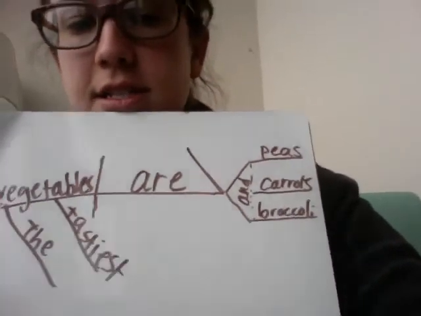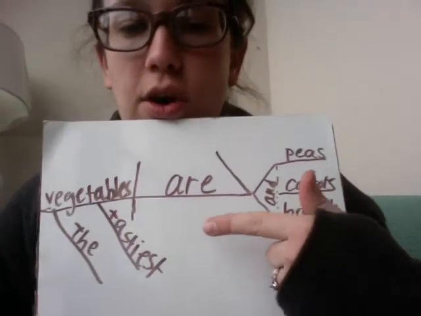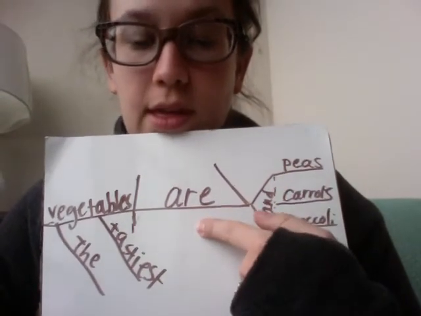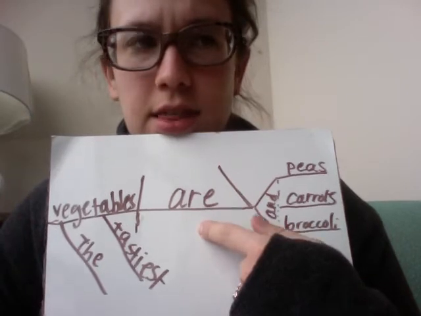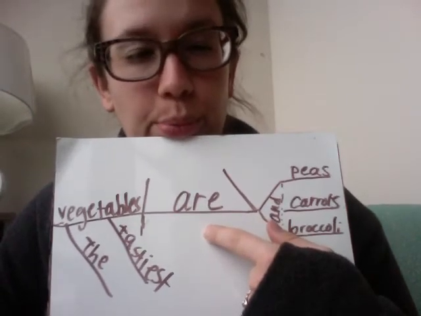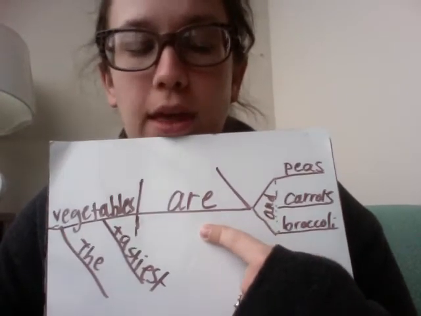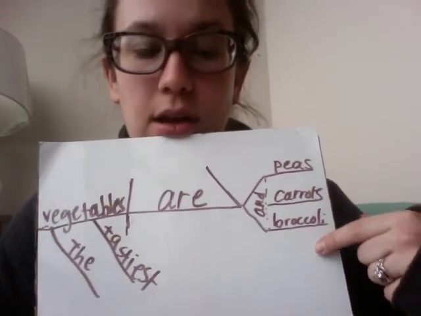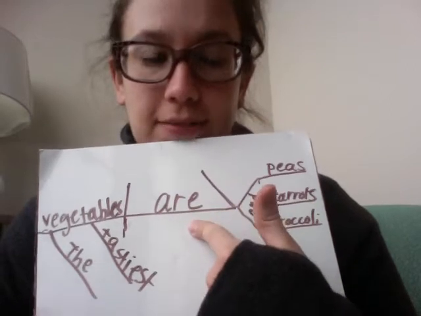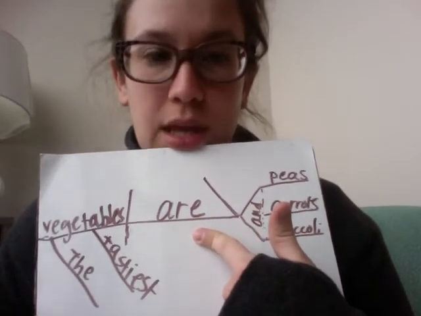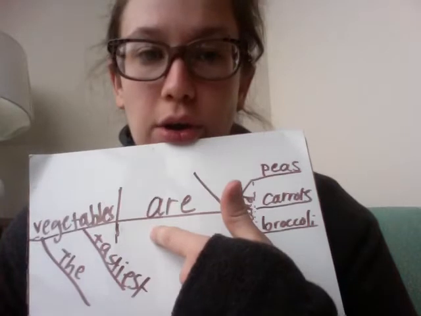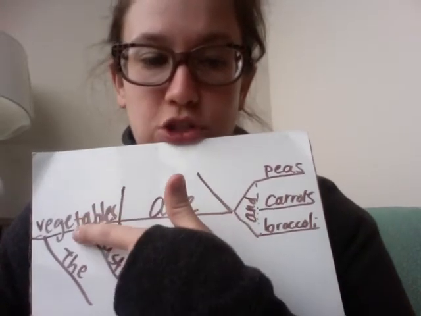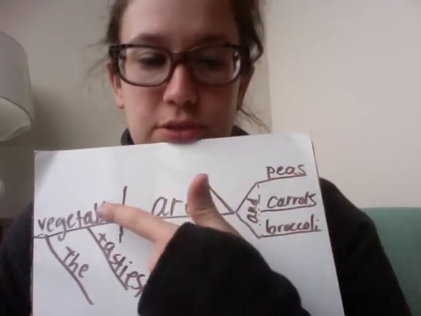First things first, find our verb. This is a linking verb. It links the subject to something in the predicate that renames it. So we have linking verb are. What are? What's the subject? Vegetables. Vegetables are. Vegetables is our subject.